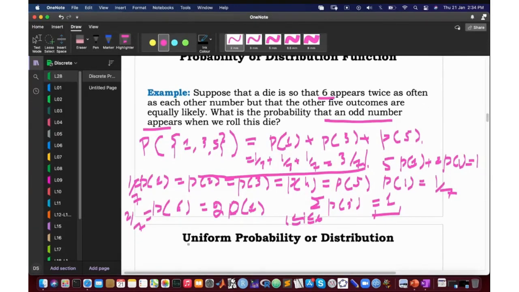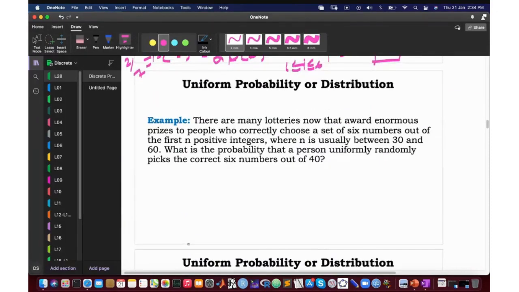All right, here is another one. There are many lotteries now that award enormous prizes to people who correctly choose a set of 6 numbers out of the first n positive integers. Okay, so where n is roughly between 30 and 60, what's the probability that a person uniformly randomly picks correct 6 numbers out of 40? This is a set of 6 numbers. Okay, so their order does not matter. But you have to choose 6 numbers.